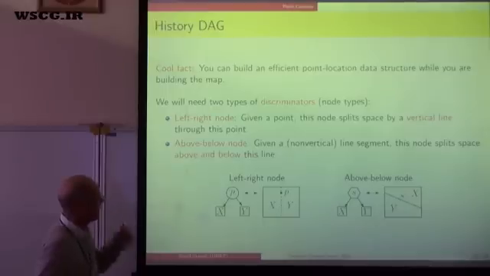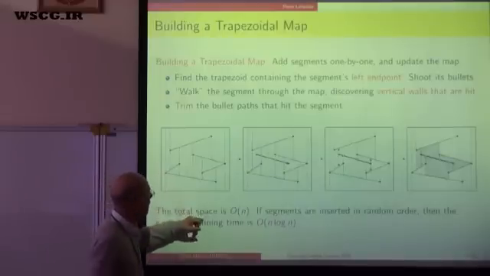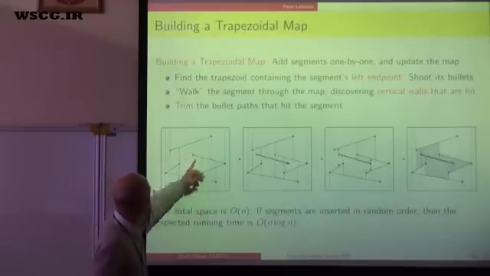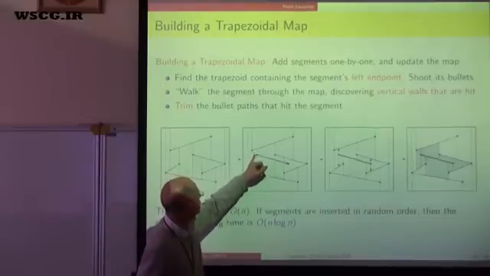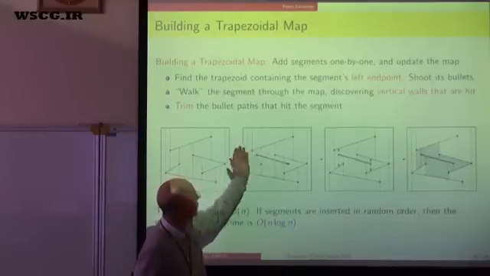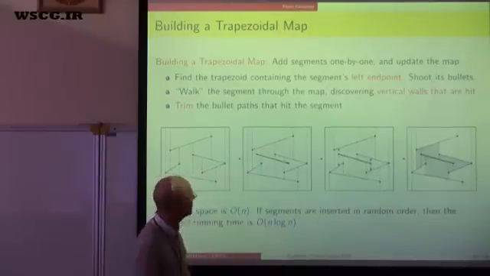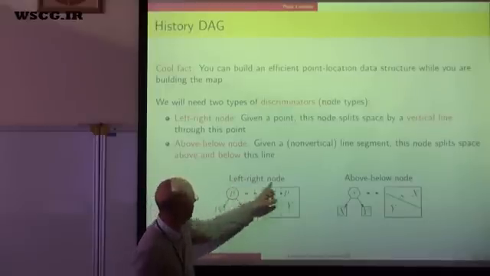And here's the idea behind how that gets done. Going back to the previous slide, you can see that there are two kinds of things happening here. The first kind of thing is I have to determine relative to a vertex whether I lie to the left or right of that vertex. And that's going to be done with this thing called a left-right node.